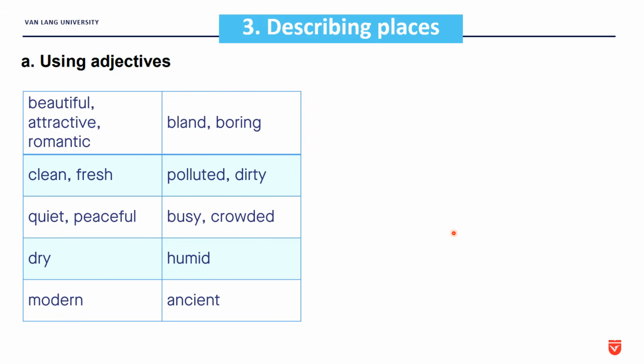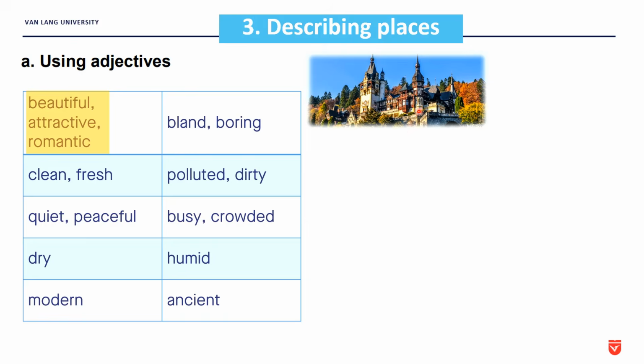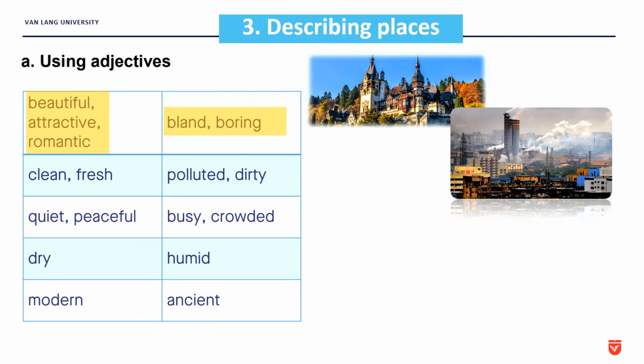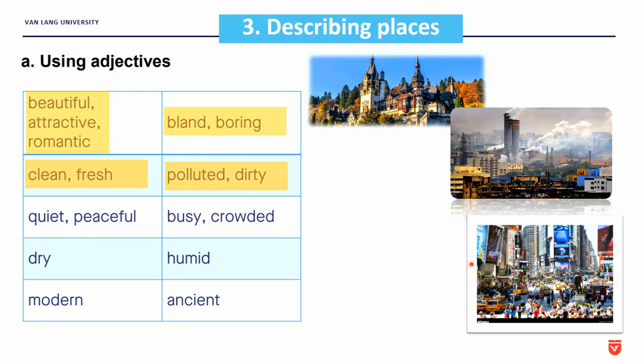Let's get started with some adjectives about places. Beautiful, attractive, and romantic are words that can be used to describe this palace. Opposite of them, we have bland and boring. Look at this picture. The city is polluted and dirty, isn't it? Opposite words are clean and fresh. This city is very busy and crowded with a lot of people. Opposite words are quiet and peaceful.